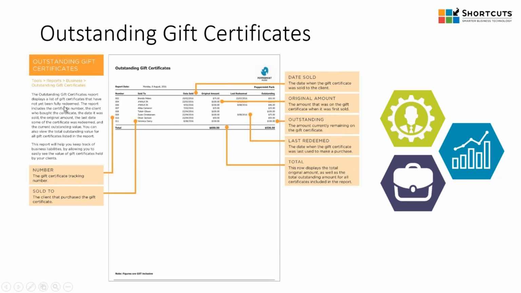Again, we've given you a definition of the report here. You can see the number that was registered to the gift certificate is listed here. It shows you the client that it was sold to, the date sold, and the original amount. It'll give us the last redeemed date for that particular gift certificate, as well as the outstanding amount of that certificate. Any certificates that have been fully used will no longer be on this report, because they have a value of 0, and they basically just go away.